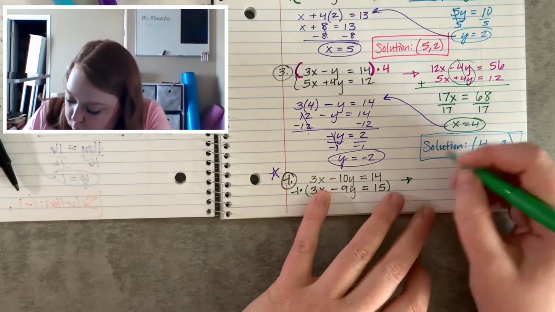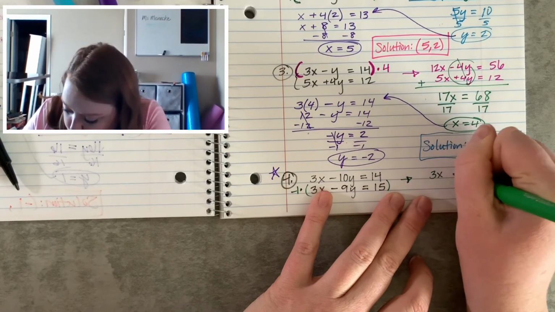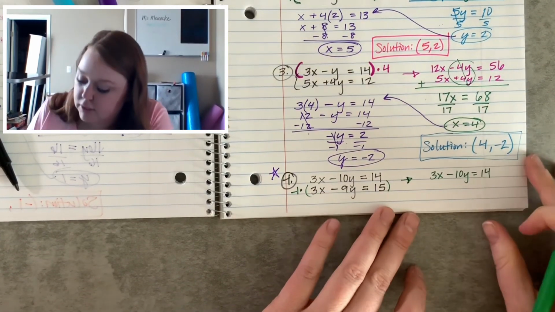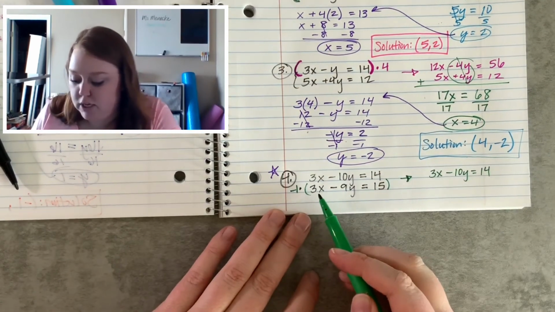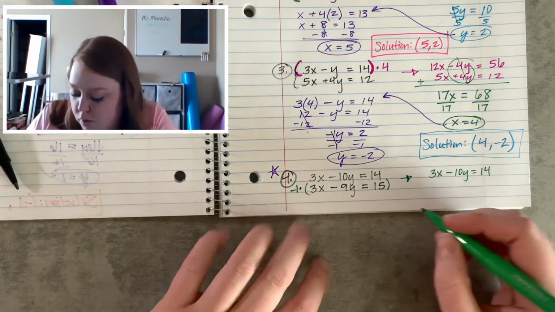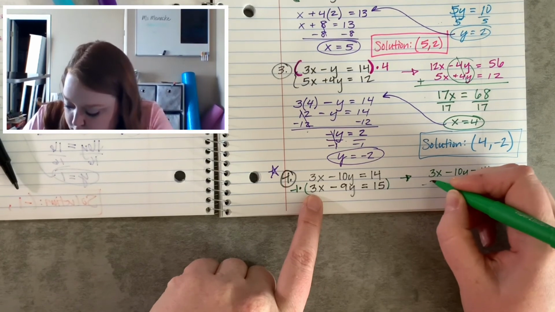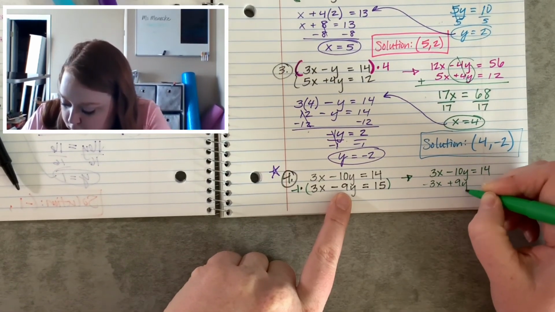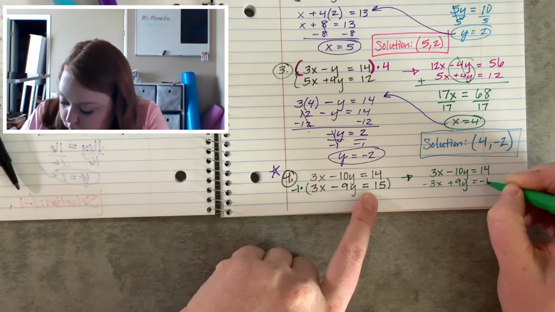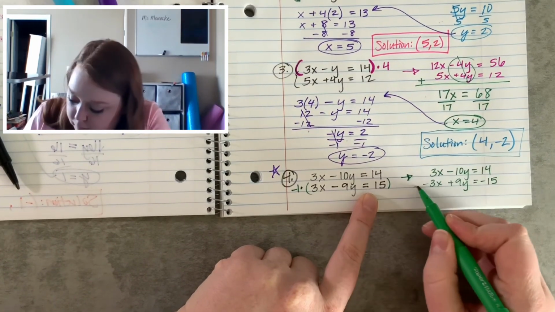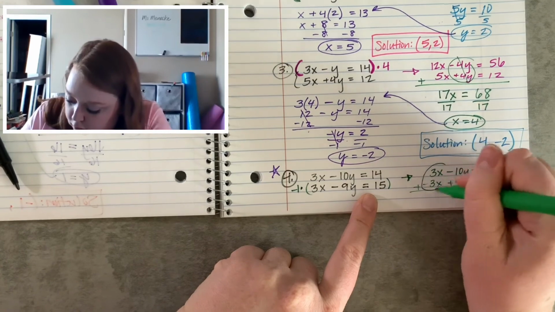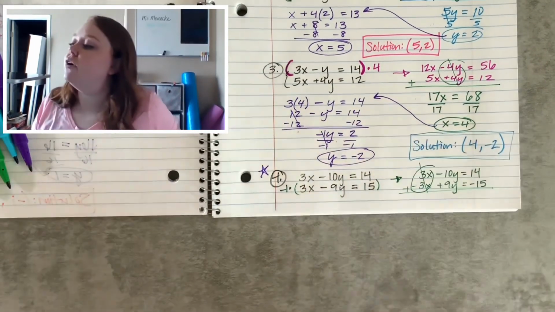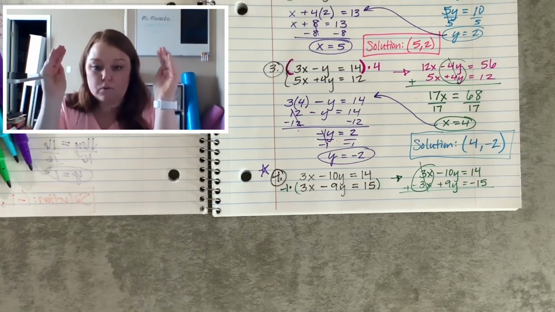First equation we didn't touch, so let's transfer it over. 3x minus 10y equals 14. Second equation is what you're going to times every single term by a -1. So that would result in a negative 3x, a positive 9y, and a negative 15. Now your x's cancel and you can go from there. The rest is on your own. Your final answer should look like an ordered pair.